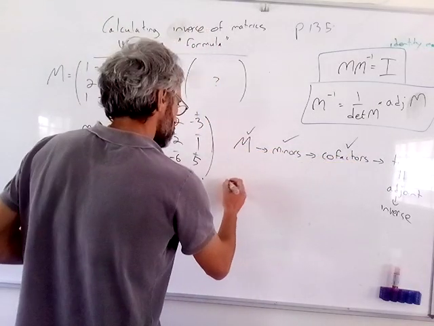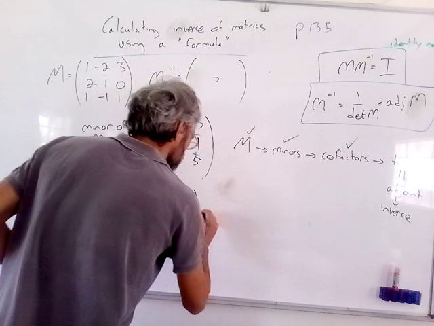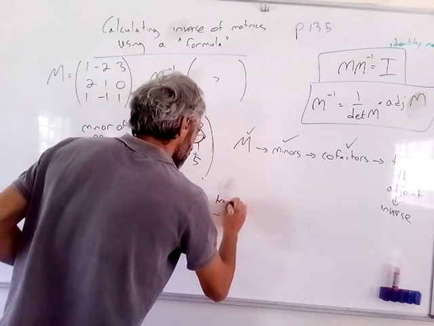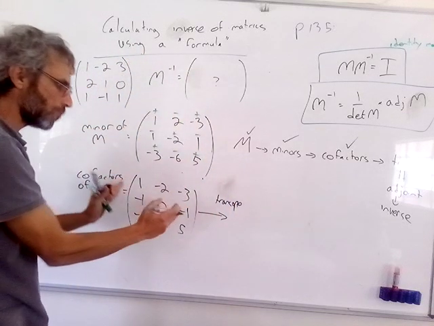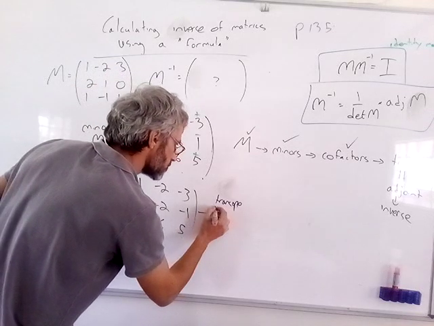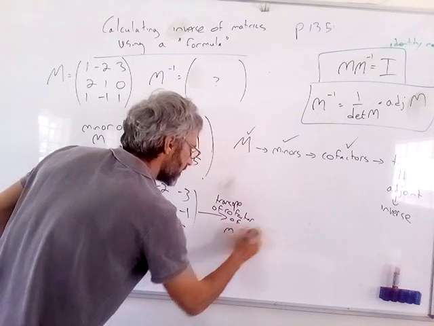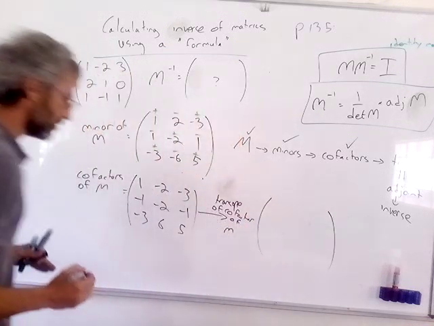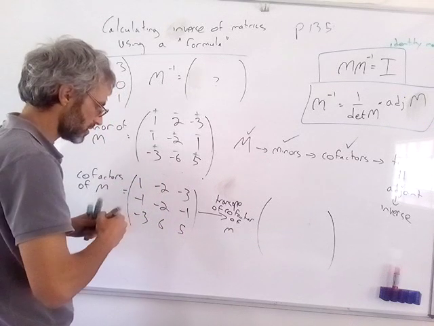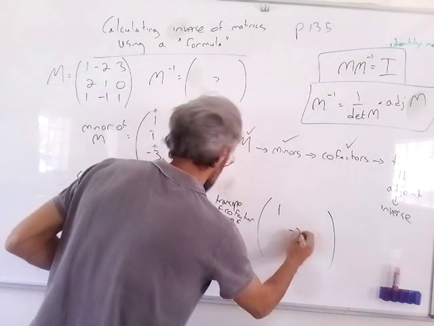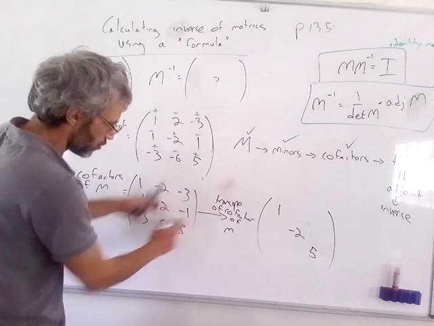Next station is the transpose. So we're going to transpose. I'm going to be a little bit lazy and transpose it here. Now we're not transposing n, we're transposing the cofactor. So I'll write down the transpose of the cofactor of n. What is that going to be? Well, you keep the diagonal the same: 1, minus 2, and 5. And as I told you, you just swap these two, swap these two, swap these two.